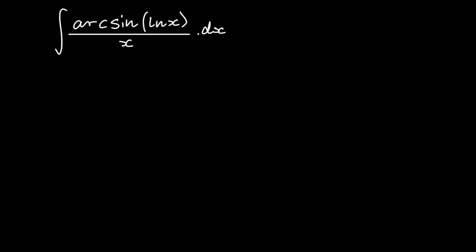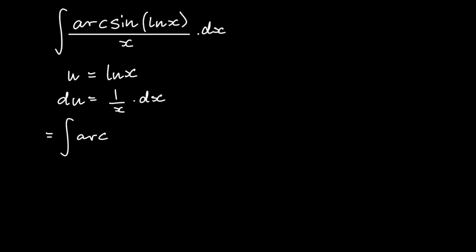It's quite obvious to substitute in u for ln of x because we know that the derivative of ln of x is 1 over x, and we're going to make a good substitution here for 1 over x dx to be du, and we can see that immediately. So we go ahead and make that substitution. So we have u equal to ln of x, so therefore du is equal to 1 over x dx, and then we substitute that into the integral, and we get the integral of arc sine of u du.